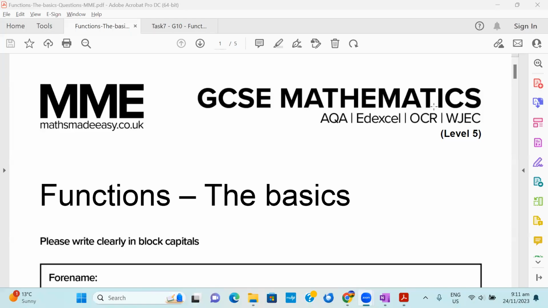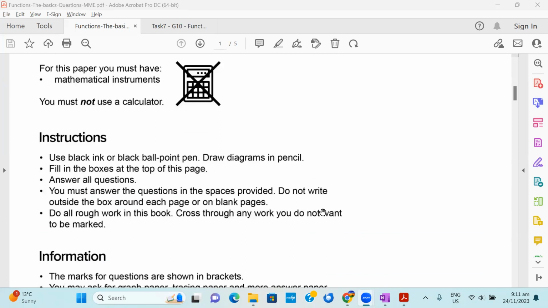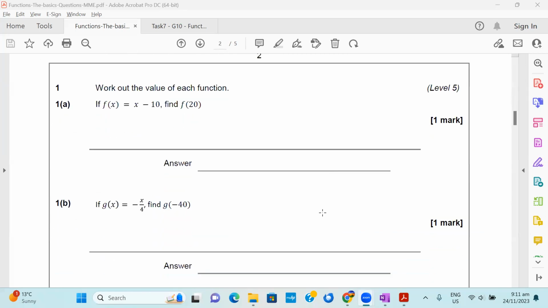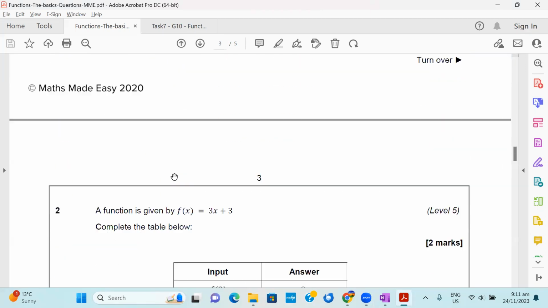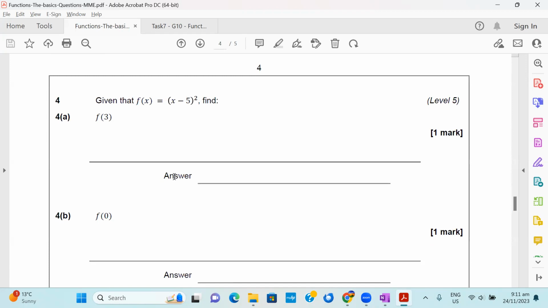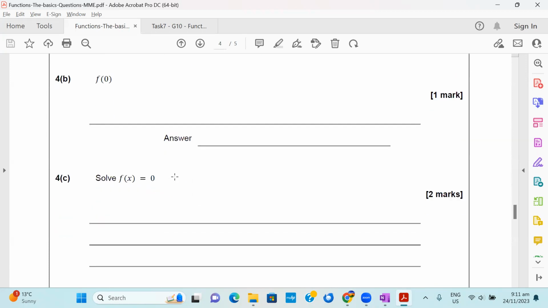Okay, so let's begin with functions. If you recall, we were doing this worksheet previously in our lesson yesterday. We completed question number one, all of it, with all of the answers. We completed question number four, all of it, with all of the answers.